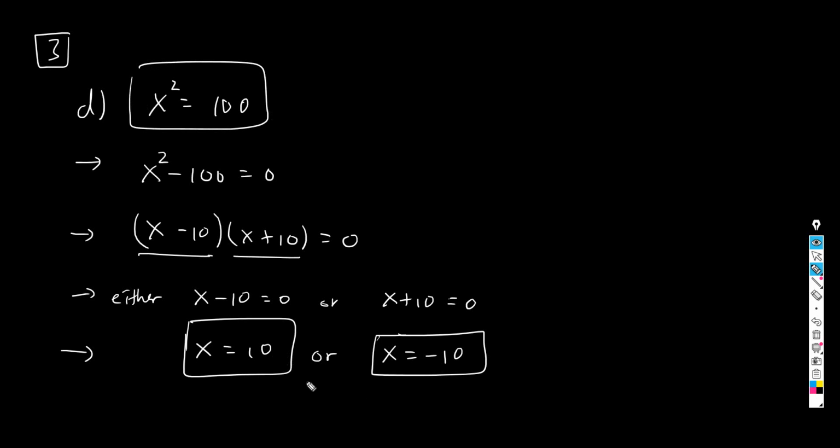If you input any of these two numbers in here, 10 to the square will be 100, and minus 10 to the square will be 100. So that's how you solve them, guys. These are quite simple. That's the general idea.